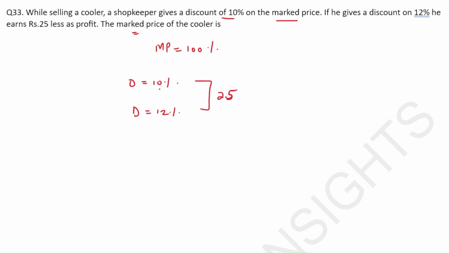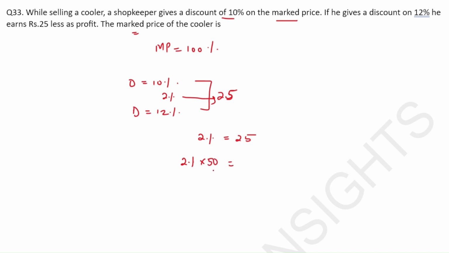So that means 10 minus 12 is how much? 2%. So as per this question, this 2% is equal to rupees 25. Yes or no? This 2% is equal to rupees 25. Now mark price is 100%. Yes or no? So to make this 100%, what do you have to do? You have to multiply this 2% into 50. Yes or no? Then only you will get 100%.